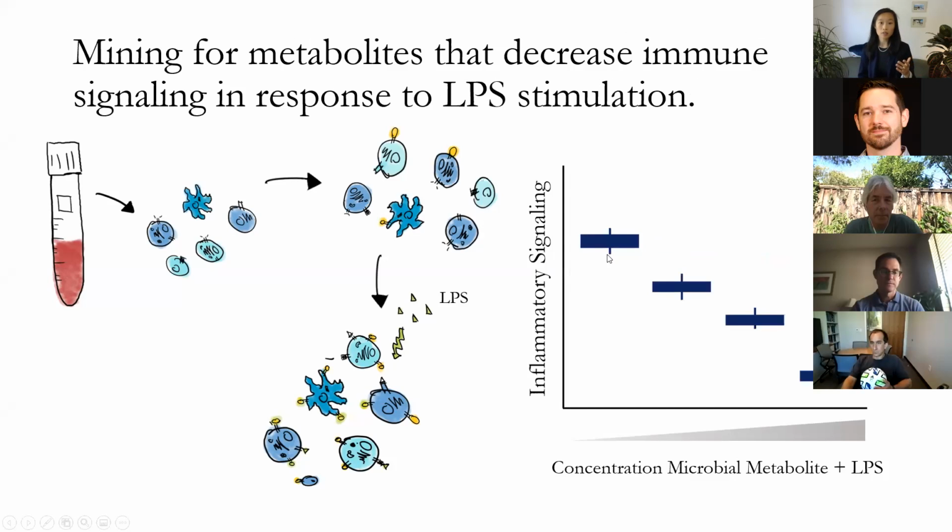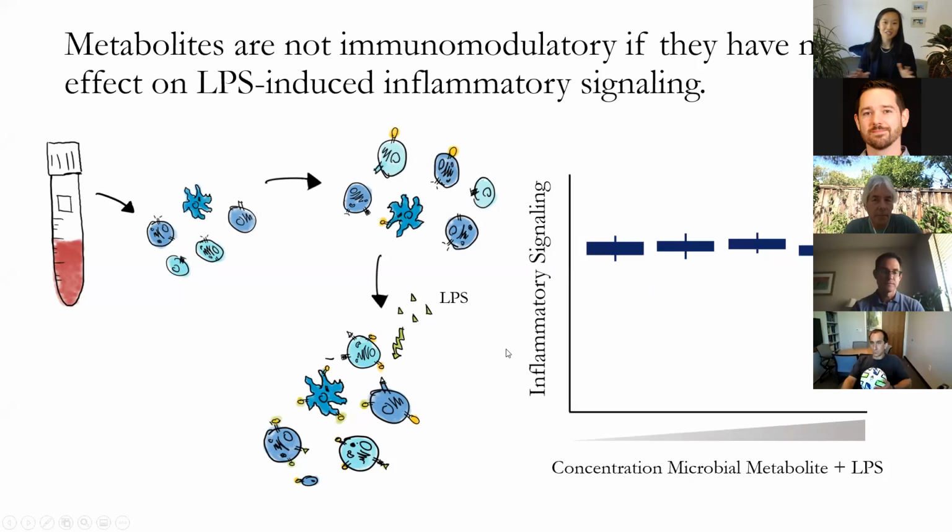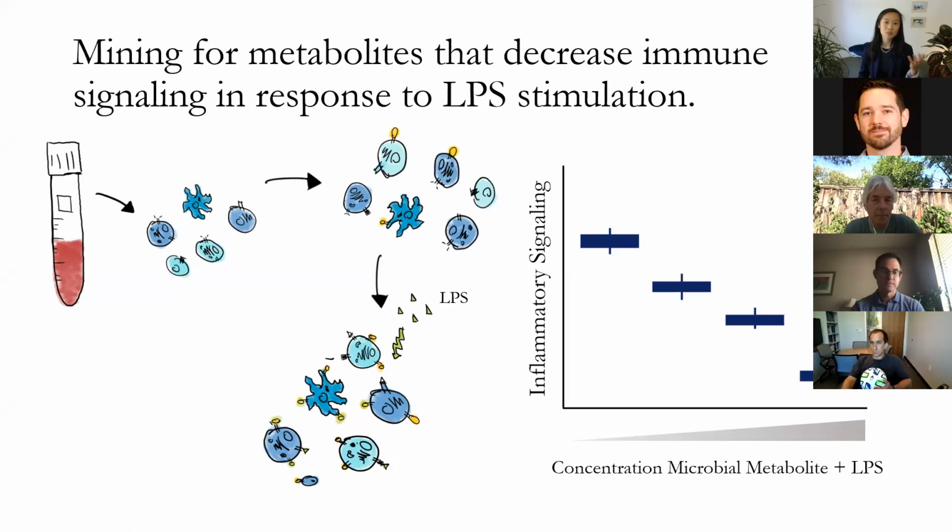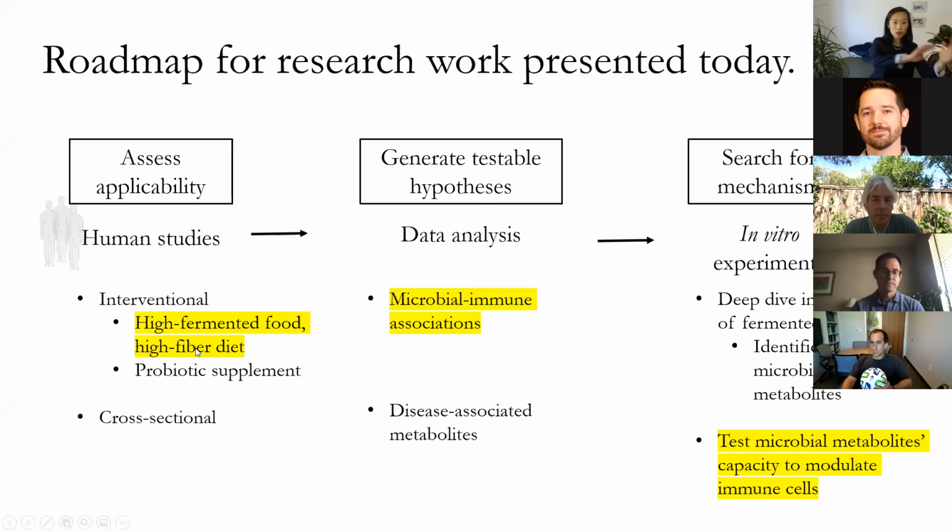On the flip side, if the metabolite has immune modulation properties, we would expect to see less inflammation the more metabolite we incubate it with. So if you don't understand anything I just said, the only thing you need to know is that this means that the metabolite does not have immune modulation effects. This means it does. Okay, so from here, we're going to go all the way from the back to the front. Interventional, we're going to start with the high fiber or high fermented food diet, how we looked at microbial immune associations and then directly tested those in vitro experiments.